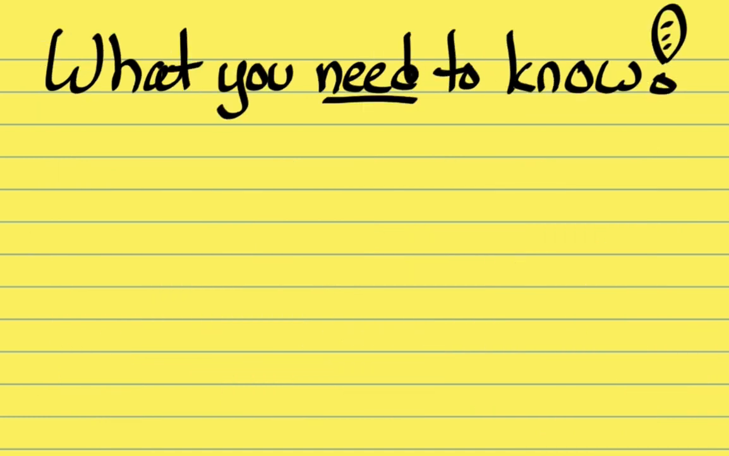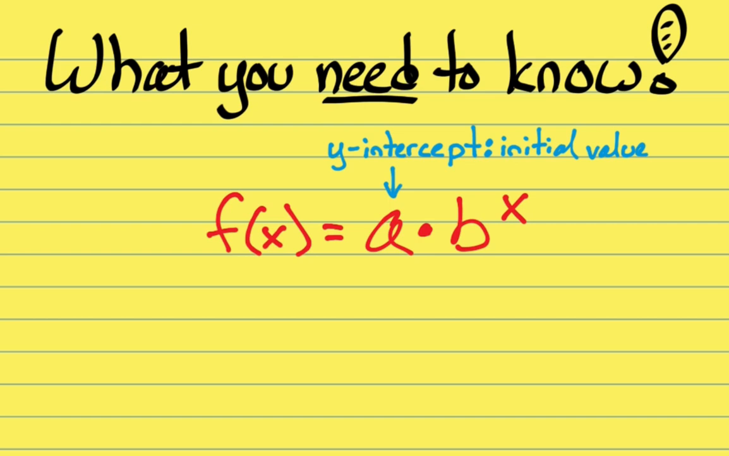All right, so here's what you need to know before we do some practice problems. This is the main teaching slide, so listen carefully. Here's an example of exponential form again. f of x equals the initial value a times the common ratio b, which is raised to the power of x. In addition to being the initial value, a is also the y-intercept, which is the y value when x is equal to 0. Now, b is the common ratio.